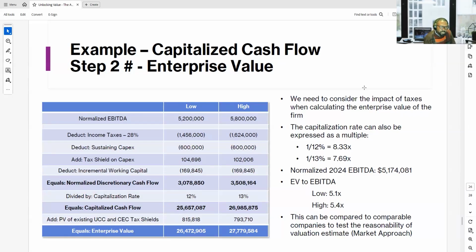We determined the cap rate by using our build-up approach, like what we did for WACC. And we just said 1 divided by that cap rate gives you a multiple. So rather than 12 or 13% here, we could say 3 million times 8.3 or 3.5 million times 7.69. So it's a reciprocal of the discount rate. Some people will want to see the multiple as opposed to the discount rate, but you can always work it back and forth and understand what that discount rate is.